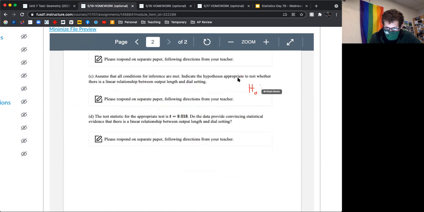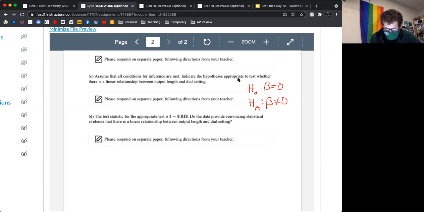The null is that beta is equal to 0. And the alternative is that beta is not equal to 0. But you want to add context. What does beta mean in this? This is the slope. This is the change in output length for every change in dial setting.